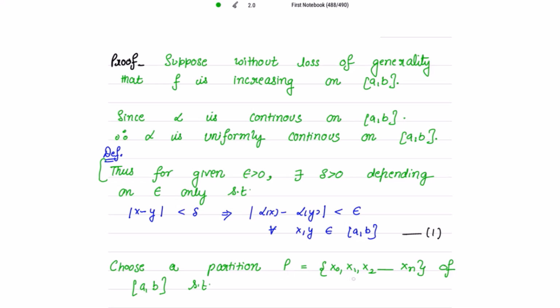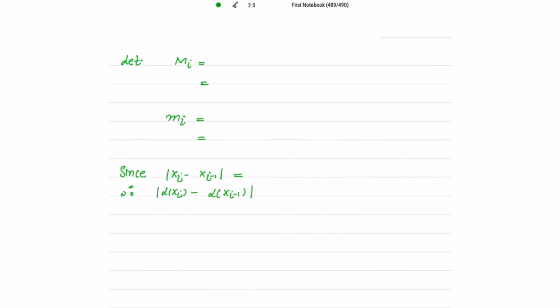Choose a partition P equal to x0, x1, x2 up to xn of closed interval [a, b] such that delta xi is less than delta. So we have to choose a partition P in which delta xi is strictly less than delta, right? We define capital Mi, which is the supremum of f(x) over the closed interval [xi minus 1, xi]. Because f is an increasing function, what is the supremum value for this interval? That is f of xi. It is an increasing function.